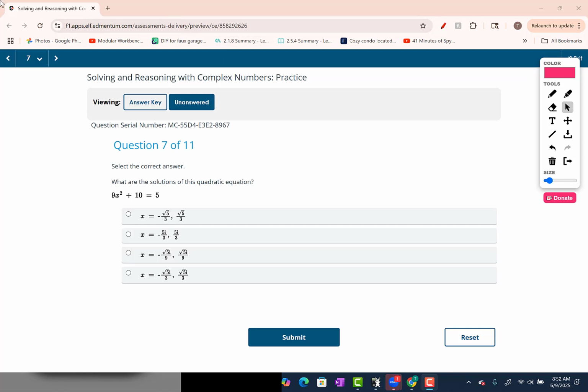Question 7, what are the solutions of this quadratic equation? We could do the quadratic formula to solve this problem, but an easier way would be the square root method because there is no b term.